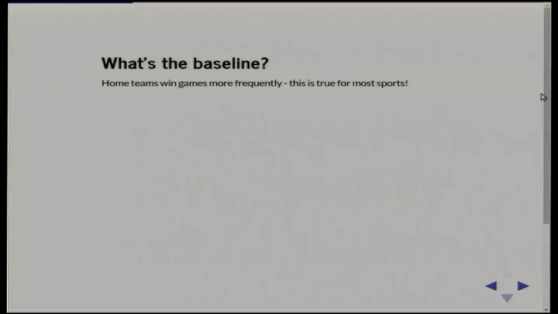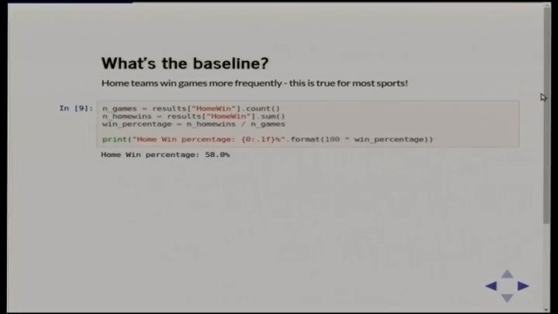A better baseline for sports is the home team winning. For most sports, the home team will win more games than the visitor team. This has been widely recognised and is also true of the NBA. So the home team will win 58% of matches. So if we want our model to be useful at all, we need to beat that measure.